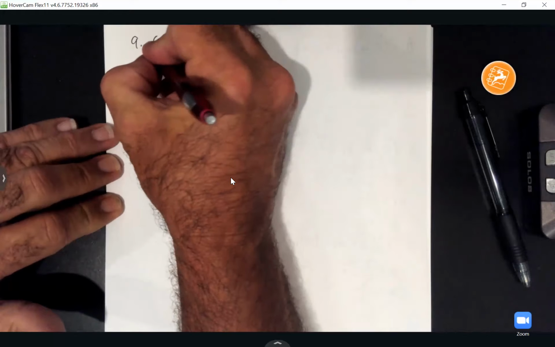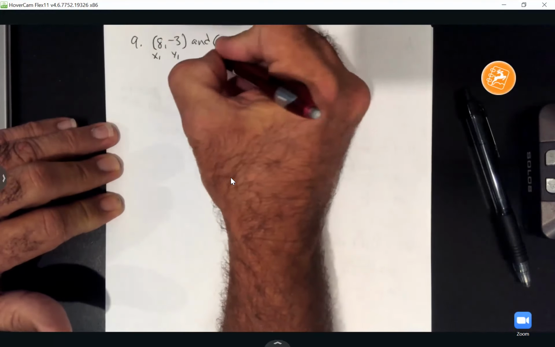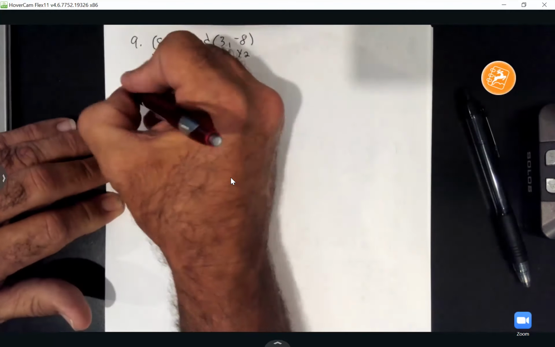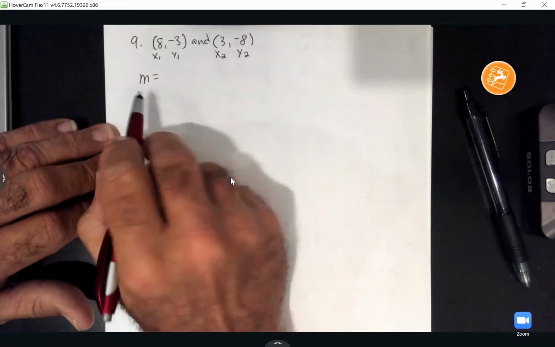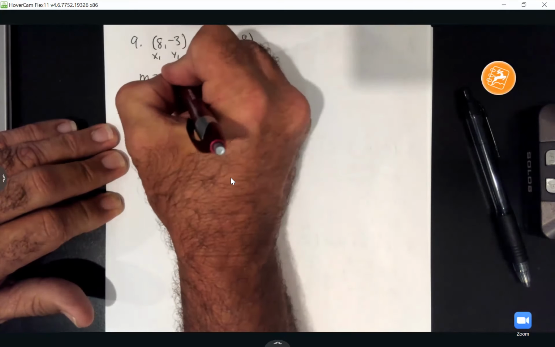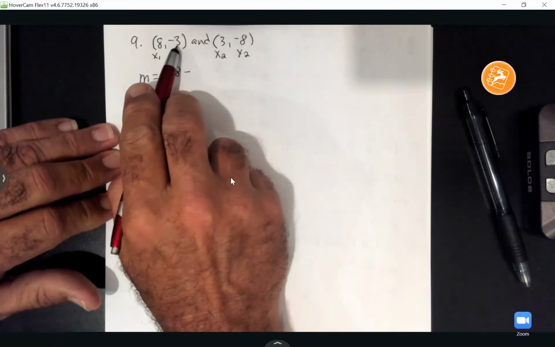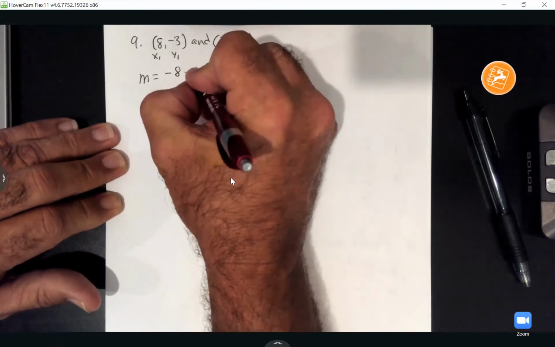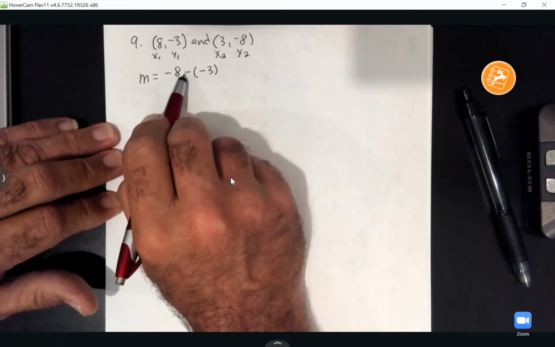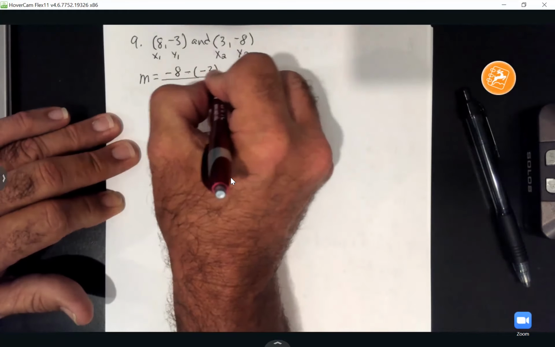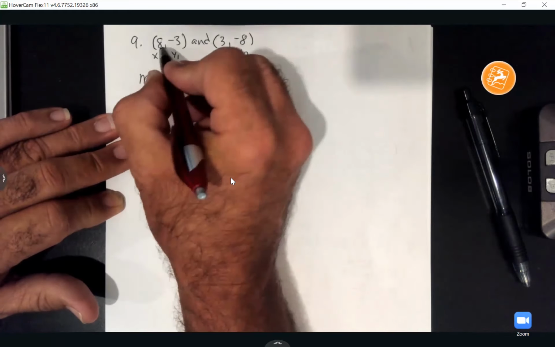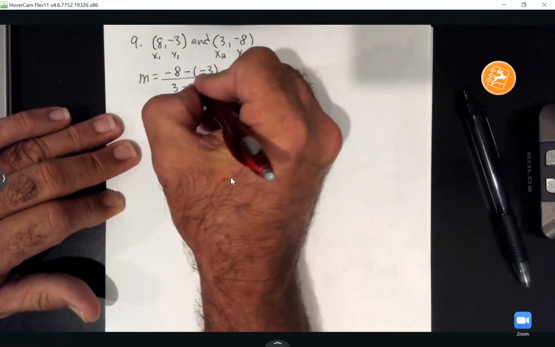And so once again, come in and put X1, Y1, X2, Y2. Plug them into your formula. So Y2 is negative 8 minus my Y1, which is a negative 3. So I'm going to put that negative 3 in parentheses so I don't get it mixed up with this minus, okay? Divided by X2, which is 3, minus X1, which is 8.